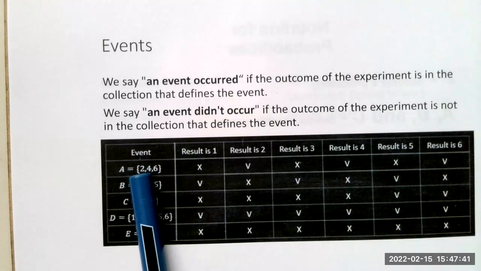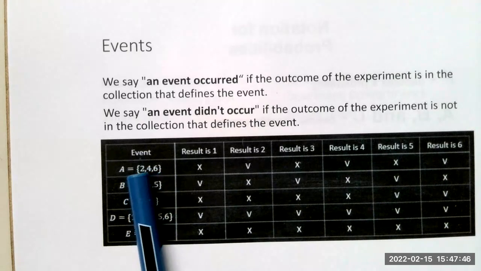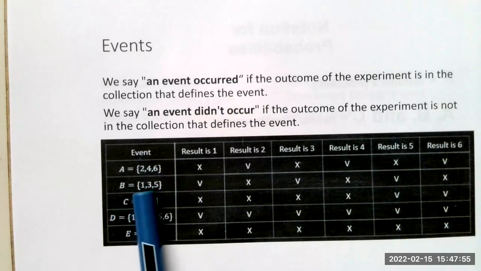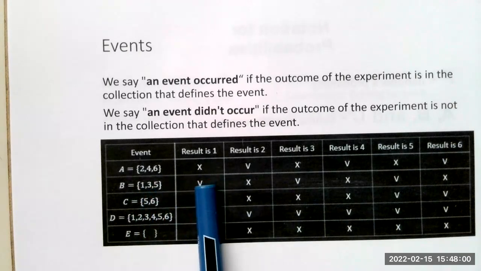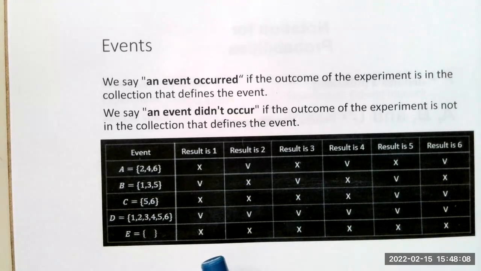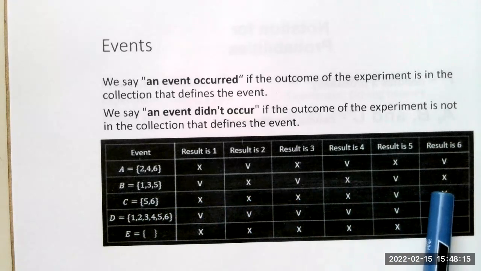So that means that not all of these values have to happen at the same time, but if one of these values is rolled, then we say that event A occurred. So in order for event B to occur, we should roll either 1, 3, or 5. In any of those instances, event B occurred. For event C, it occurs only when we get either 5 or 6.